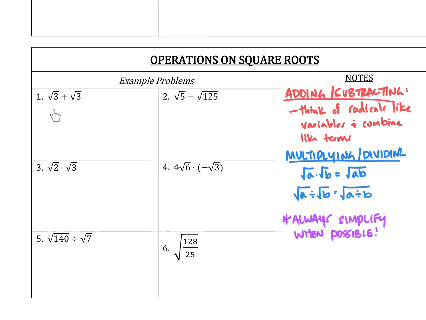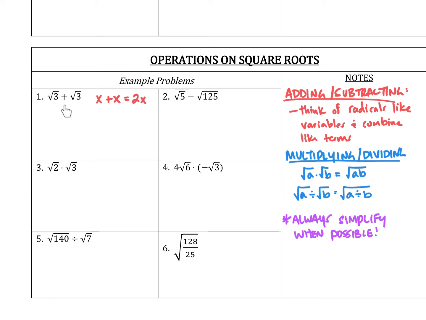So let's take a look at this first one where it says the square root of 3 plus the square root of 3. Like I said over here, think of these radicals like they're variables and combine like terms. What I mean by that is I have a square root of 3, and then I'm adding another square root of 3. If this said x plus x, you would know that that's going to give you 2x's, right? And x is a variable, a number whose value is maybe unknown. So when we add two of those unknown numbers together, we just say we have two of those, 2x's.